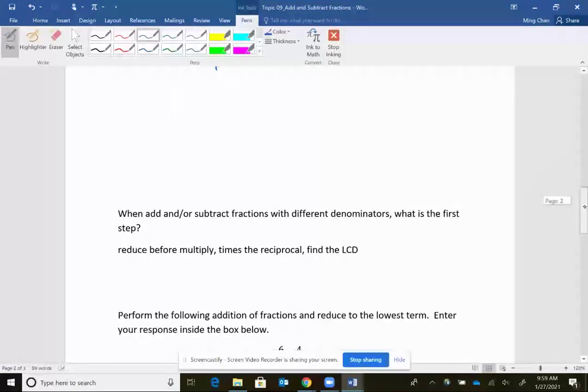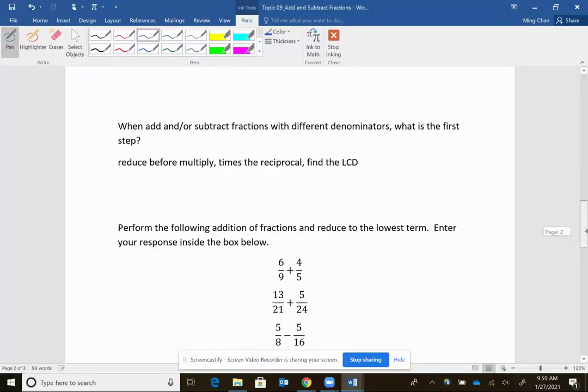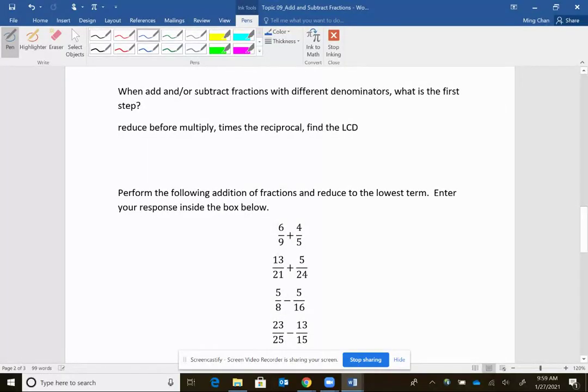All right, perform the following addition and subtraction and reduce to the lowest terms. Make sure y'all find the LCD first, and then increase your numerator before you add and subtract. Okay, and then try to reduce it. Again, whenever you enter a fraction answer, you have to use the graphical equation feature inside the D2L. I don't want to see students write the answer as something slash something. I need y'all to begin to learn how to use that graphical equation feature inside the D2L when you enter your answer.